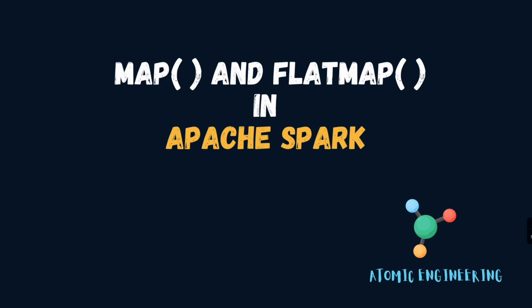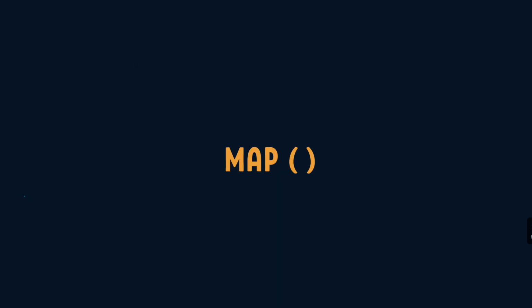Both Map and FlatMap are higher order functions in Scala, which means they take functions as arguments. I'll create a separate video to explain in detail about higher order functions in Scala. So map and flatMap are basically used to transform data, but they do so in slightly different ways. So let's start with map.